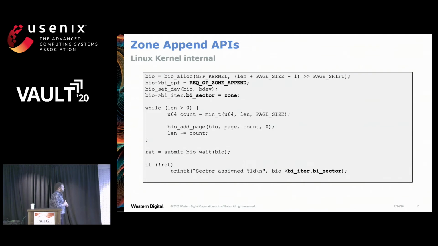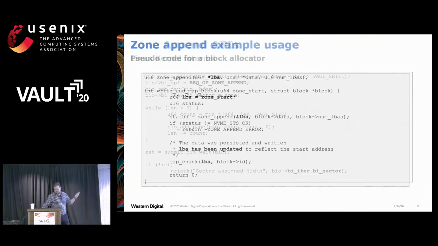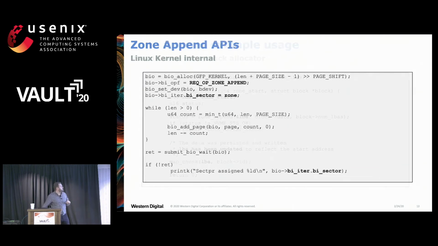If we look at how it works within, this is your very simple block allocator. Here is where, when you submit it down, how we propose to implement it is to have this request operation zone append. Actually, Christoph did the first POC of this internally. We then set the BIO sector, which is the LBA that goes down to the drive, the zone. We add the data to this BIO, and we submit it. And then at the bottom here, we get out the assigned LBA, where it came out on the other side.